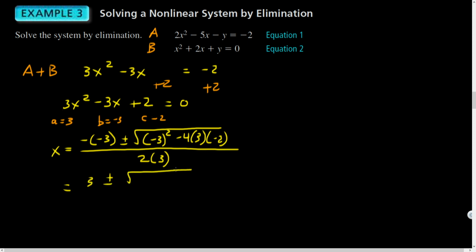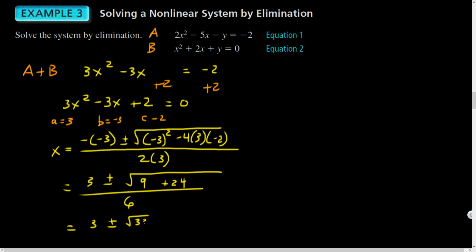So guys, I've got bad news. This is going to actually have ugly answers, but it happens. Quoting Patrick, I mean, are you afraid to look ugliness in the face? It happens. Negative 12 times negative 2, that's 24 of the positive, all over 6. And I get 2 x values, which are 3 plus or minus the square root of 33 sixths. And so those are my x values.